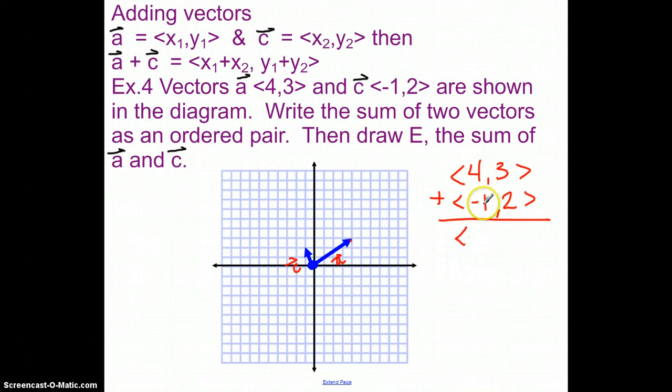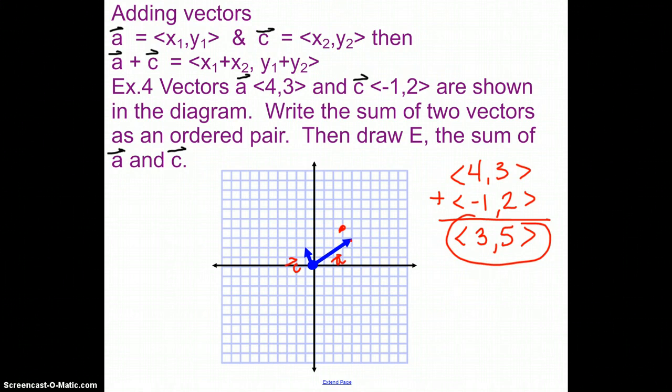So 4 plus -1 is 3. 3 plus 2 is 5. So this vector is the resultant of what we want. So that means I go over 3, so 1, 2, 3, and up 5. 1, 2, 3.